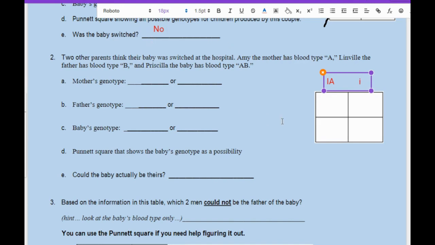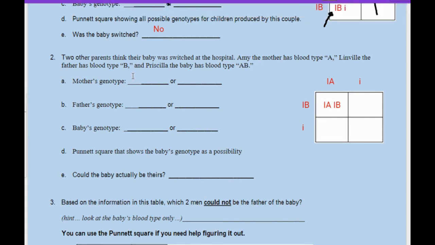Linville, the father, has type B. Once again, I'm gonna make him heterozygous: big I B, little i. And I'll go ahead and do it. All right, so let's fill it in. I really only need to fill in the type AB possibility because the baby is type AB. So I just need to see if this is their baby. And right here, big I A, big I B. And there's your type AB.